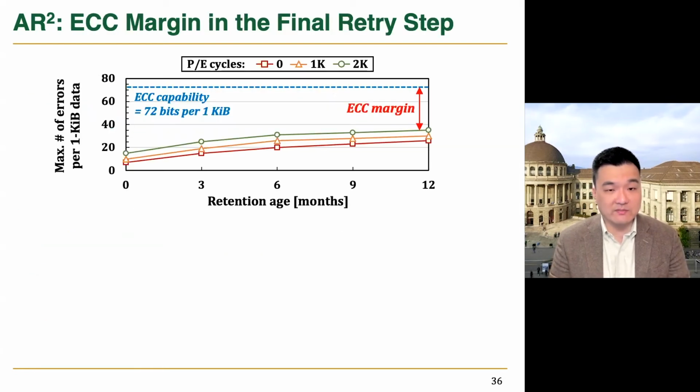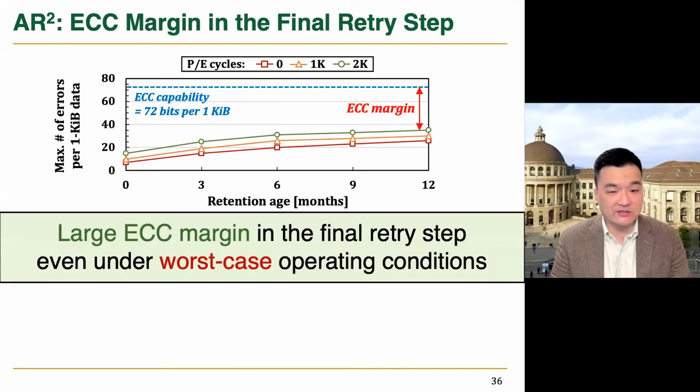This graph shows the maximum number of raw bit errors in the final retry step that we measure under 3 different P/E cycles and 5 retention ages. The x-axis shows the retention age, and each line shows the result for different P/E cycles respectively. We assume ECC that can correct up to 72-bit errors per 1 kilobyte of data. We make 2 key observations from the plot.